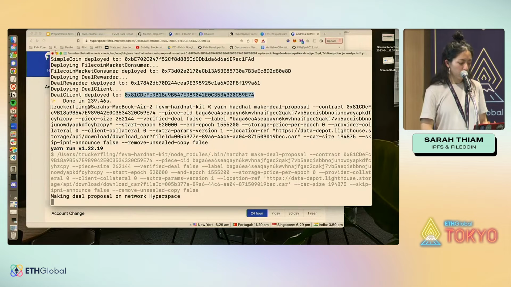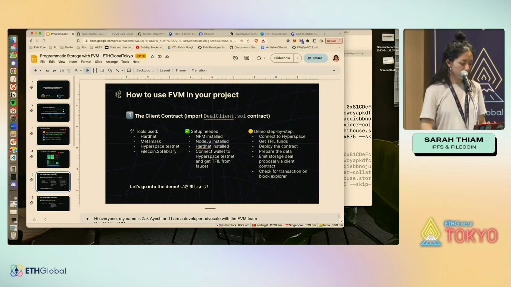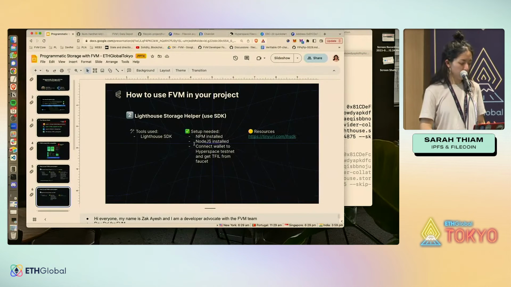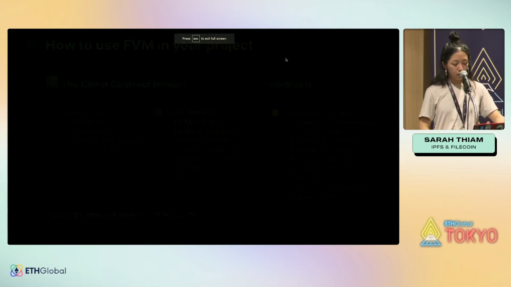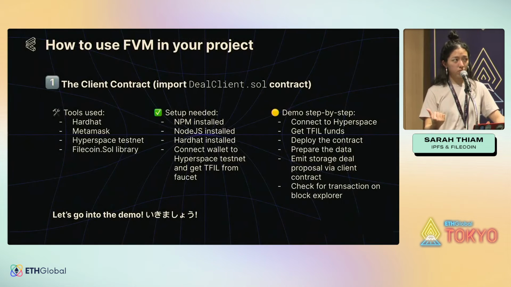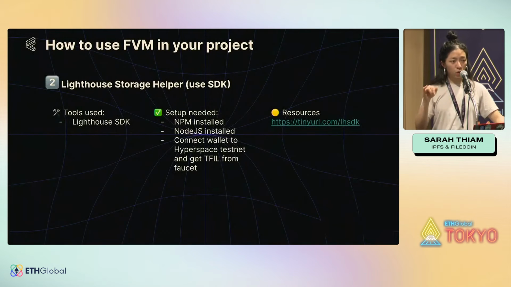Cool. So while we wait for this, I'm going to talk through briefly the next option. I know we're almost at time, but I just want to raise this other thing. Bear in mind that if you use this method, what you will do is import the entire deal client into part of your stack and run it as part of your dApp. If you prefer to not have to deal with the whole lot of that and you just want to use a storage helper, which deals with a lot of the deal proposal, filling in all the blanks, preparing the data, etc., you can just use Lighthouse.